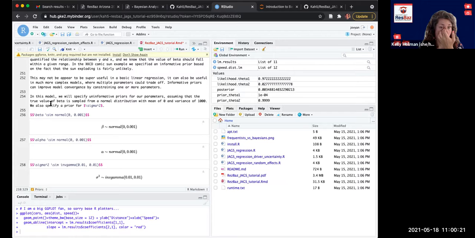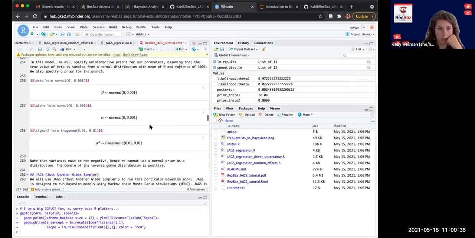And assume that the true value of our slope is sampled from a normal distribution with a mean of 0 and variance of 1,000. And so this is our prior for beta shown here. We're going to do a similar thing for our prior for the intercept. And this is typically similar to the assumption that we often make when we're fitting a linear regression.